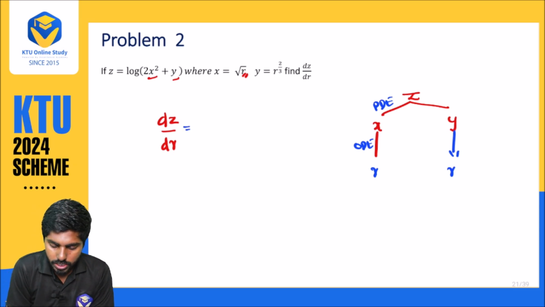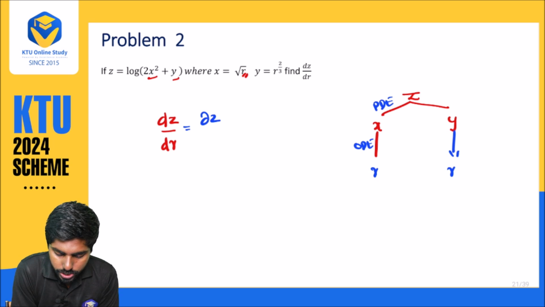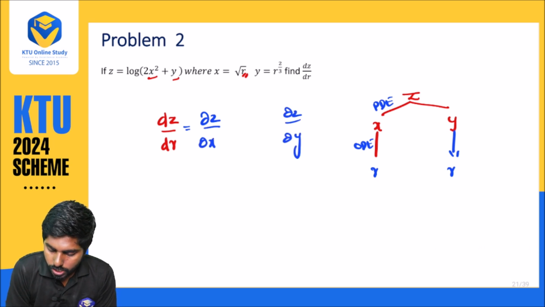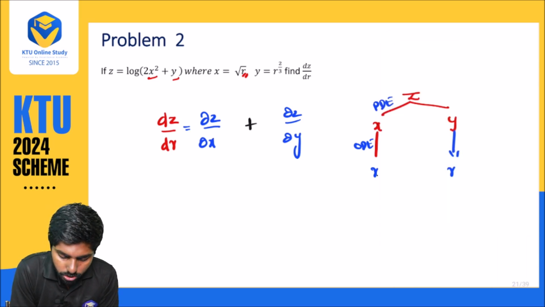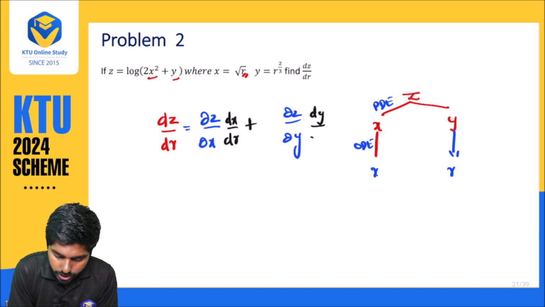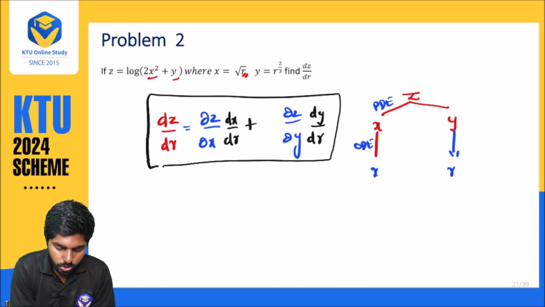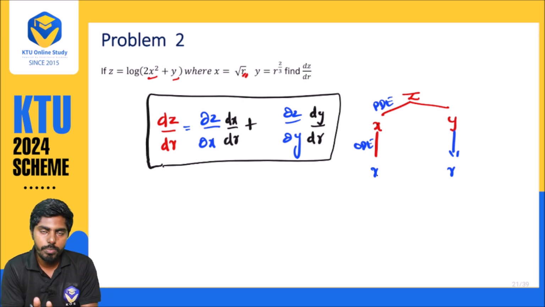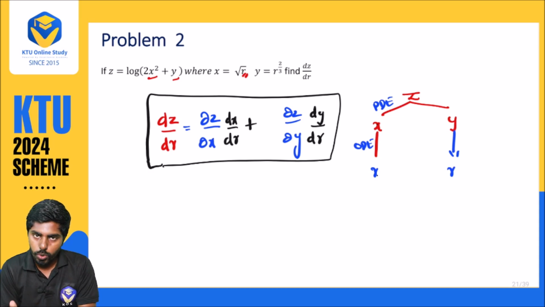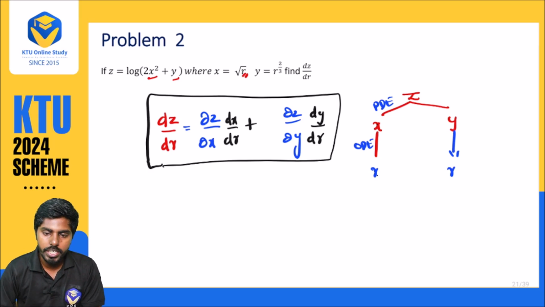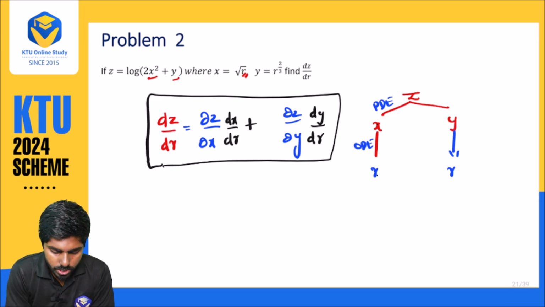The formula is nothing but we will be getting dou z by dou x, here also dou z by dou y, in between plus simple. So x is depending upon r, so dx by dr, here also dy by dr. So this is our required formula, the formula of the chain rule. Now we want to identify dou z by dou x, dou z by dou y, dx by dr and dy by dr.